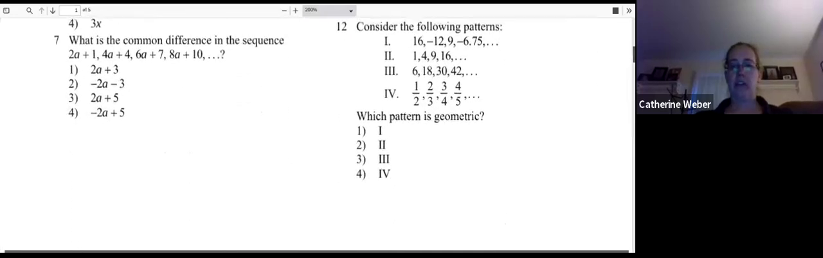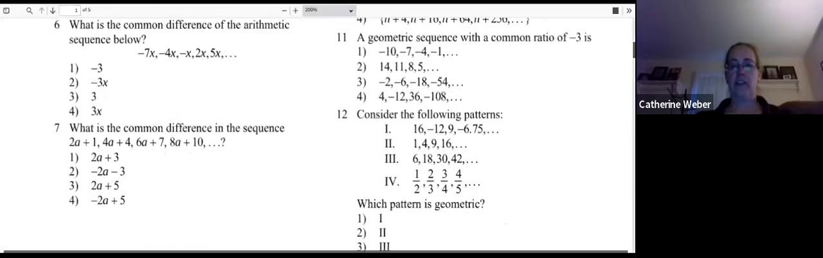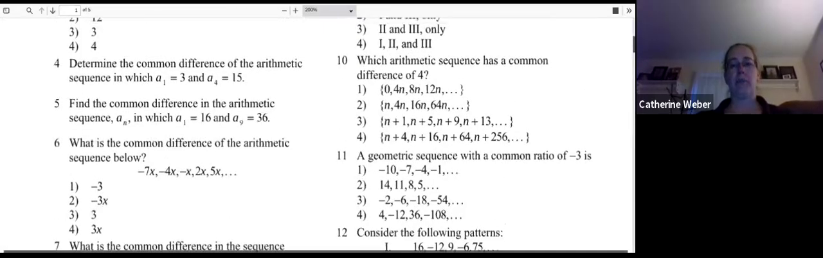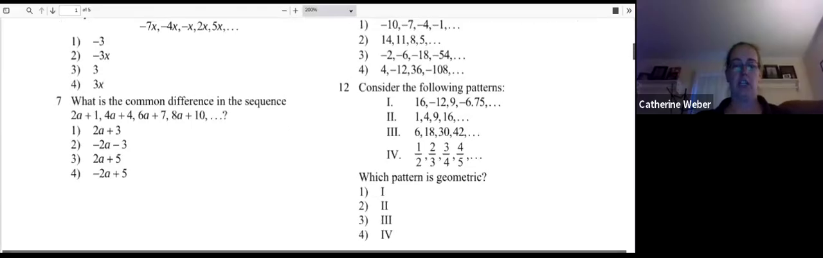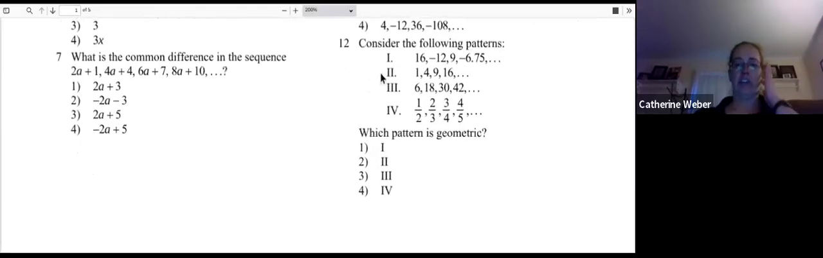This is all common difference. Geometric is the same thing, but remember, geometric, you're talking about multiplication or division. So looking at question 12 here, it says, which of the following is geometric? So I have 16 to negative 12, then 9 to negative 6.75. Choice 2 is 1 to 4 to 9 to 16. 3 is 6, 18, 30, 42. 4 is 1/2, 2/3, 3/4, 4/5. Which pattern is geometric?